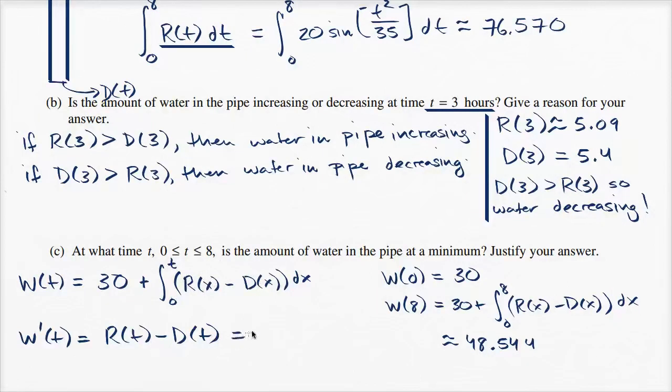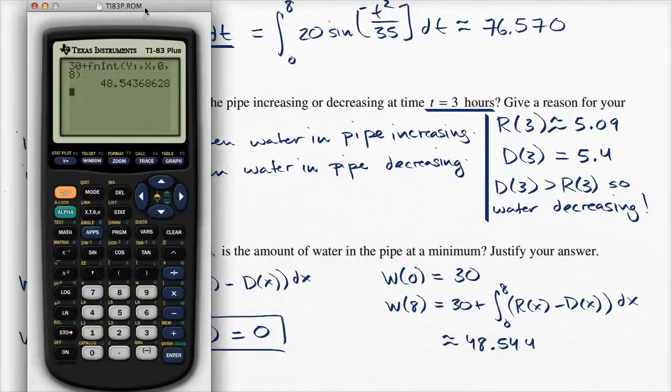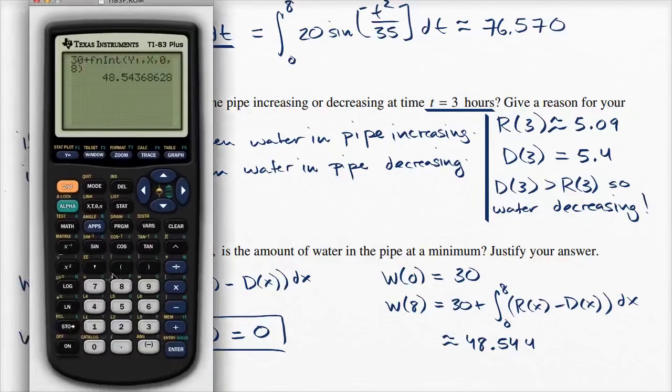And so in order for this to be equal to 0, we need to figure out, when does r of t minus d of t equal 0? And lucky for us, we've already typed in r of t minus d of t. We've defined that as y sub 1 on our calculator. So let's go back here. And now I can use the solver. So go to math, and then let's see if I scroll up, I get to the solver. I could have scrolled down as well. It's right below definite integral.